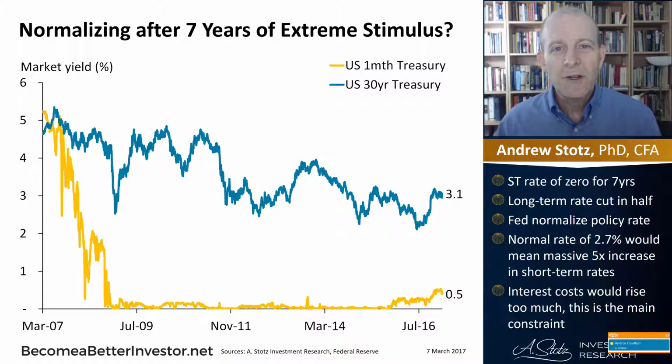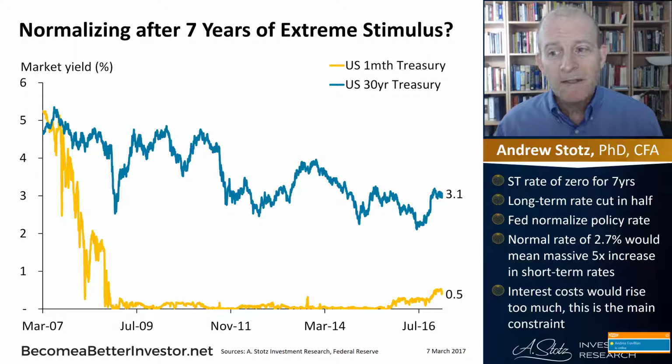So now let's talk about normal. What is a normal long-term, what is a normal short-term rate over the long term? My calculation since about 1990 is that a short-term rate of about 2.7 is the long-term average. So we could say 2.5 or something like that.